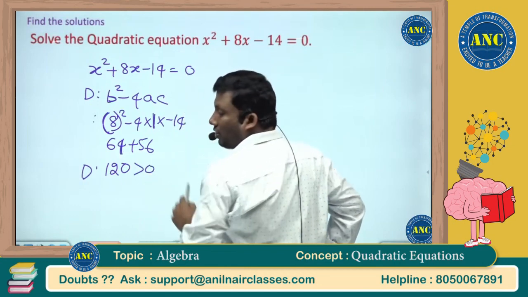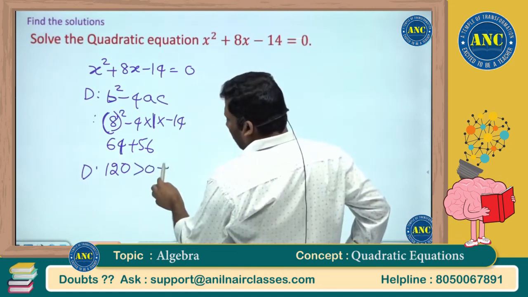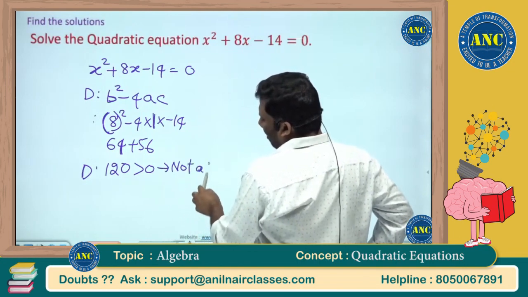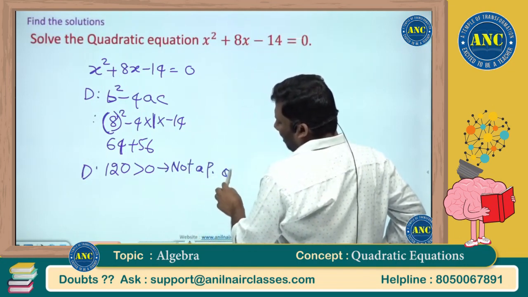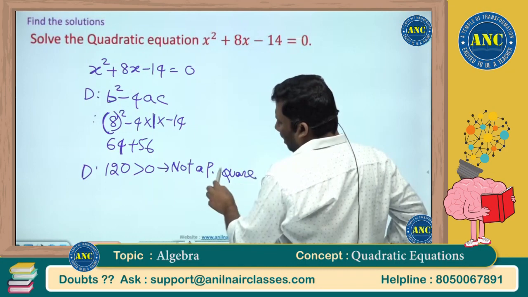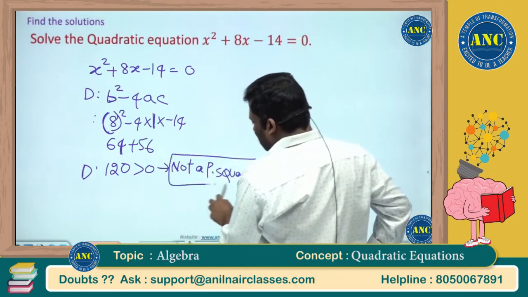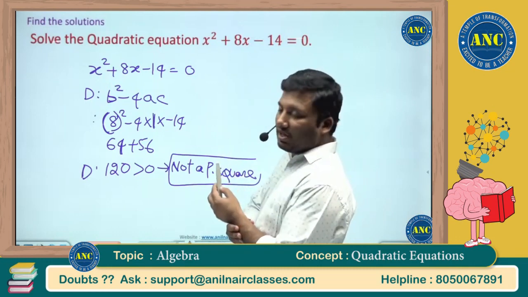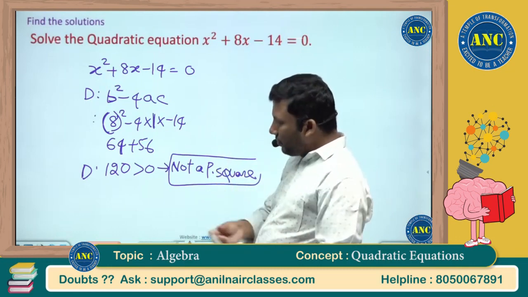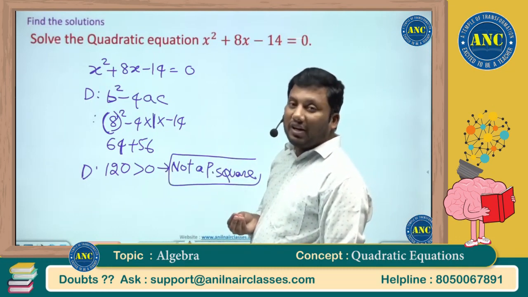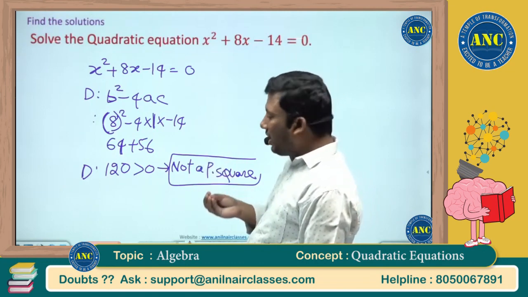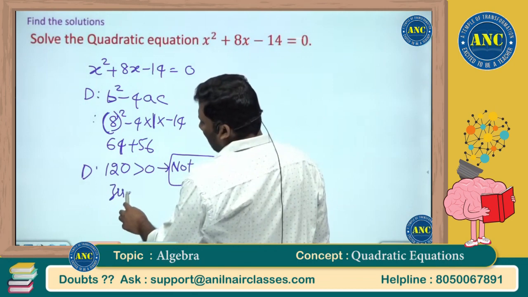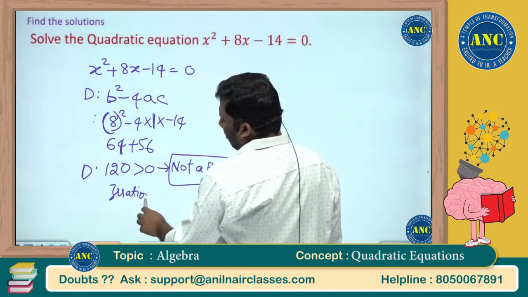The discriminant is 120, greater than 0, and not a perfect square. 11 squared is 121, 12 squared is 144. That means I will get real roots, rational or irrational. If D is a perfect square, I will get rational and unequal roots. If D is not a perfect square, I will get irrational and unequal roots.